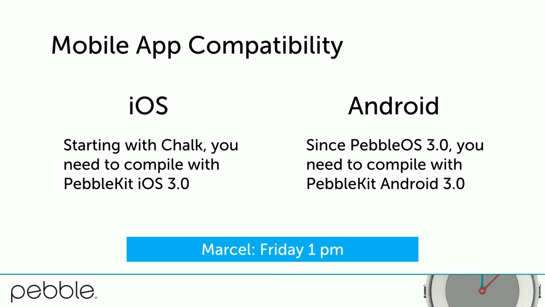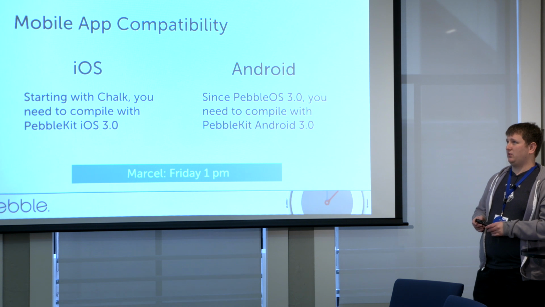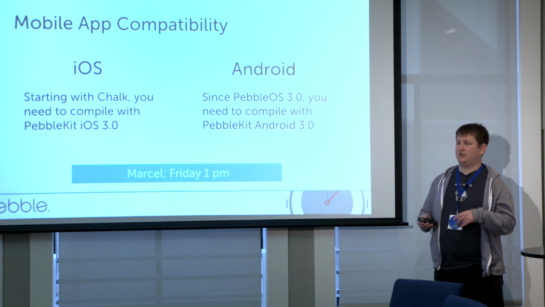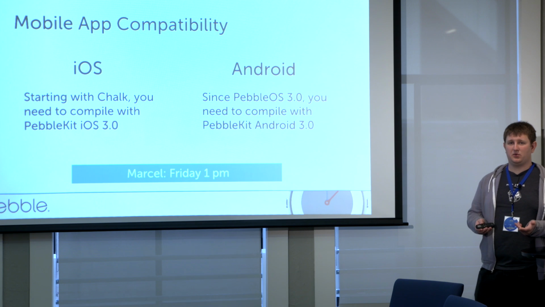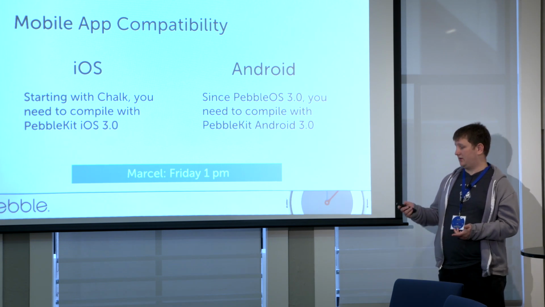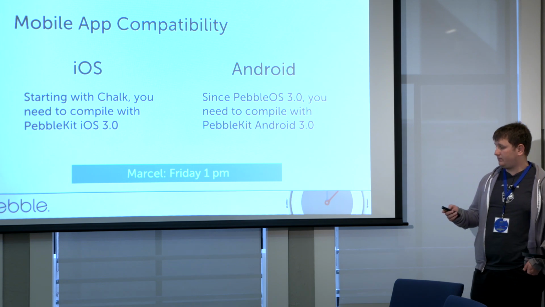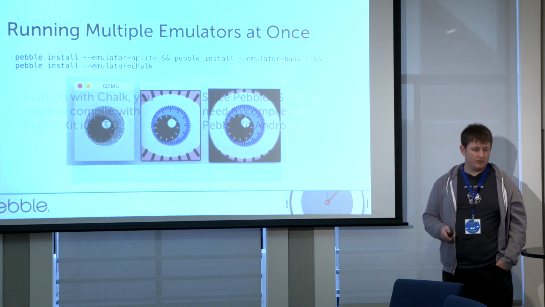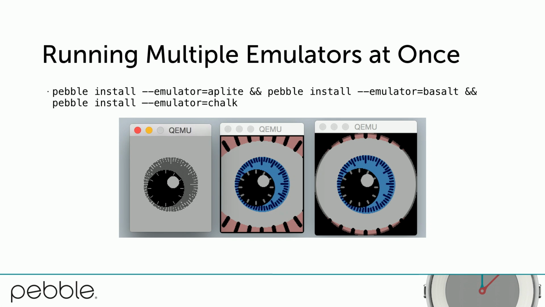There's also some considerations for the iOS and Android libraries that you use with your app. Basically, starting with Chalk, you need to compile with the PebbleKit iOS 3.0 version. And with Android, you've needed to do that since PebbleOS 3.0 was released. Marcel is actually going to give a talk later today about this. If you want to attend, it's going to be at 1 p.m.